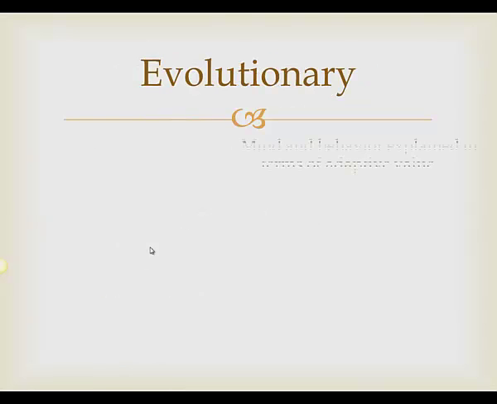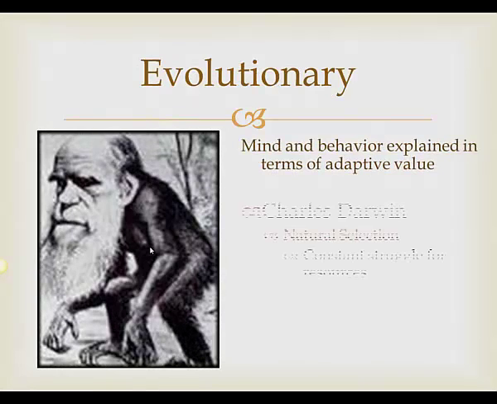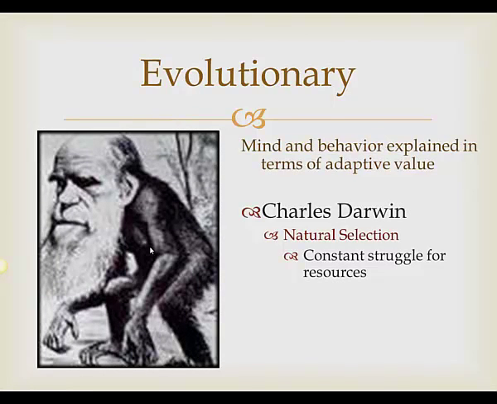The first theory we're going to talk about is the evolutionary theory. And who do we think of? Well, we sure think of Charles Darwin. He postulated that there is a system, and the system is natural selection, where the individuals that can survive do survive, and those are the people that have the greatest degree of adaptive value.